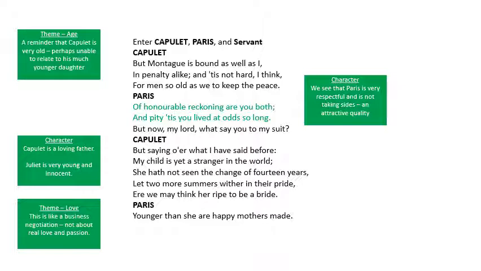So we see that Paris is very respectful. He doesn't want to take sides. That's an attractive quality. I think this guy is an honest character, but also we know that he really wants to marry young Juliet, so he needs Capulet to see that he's very respectful.